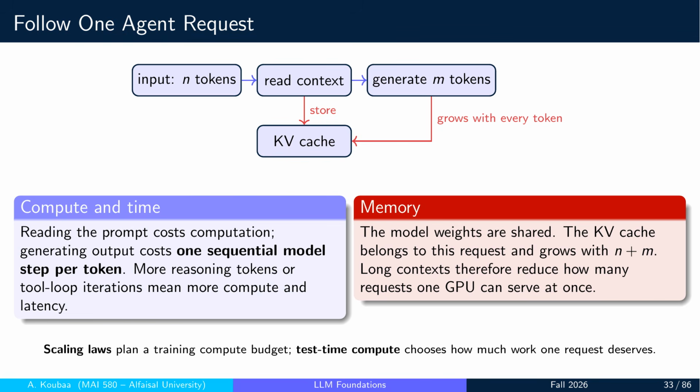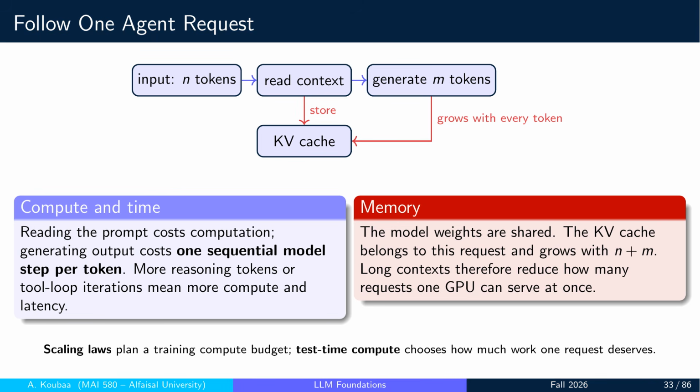Now, let us follow one single agent request through the system using the diagram. On the left, an input of n tokens. The model reads the context. That is prefill. It stores keys and values into the KV cache. Then it generates m tokens, one step at a time. And notice the label on the cache. It grows with every token.